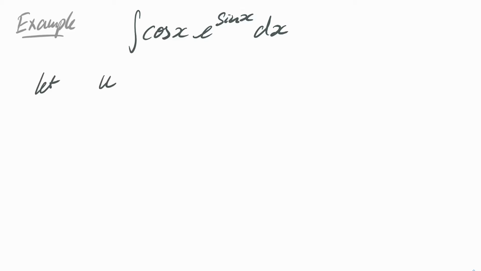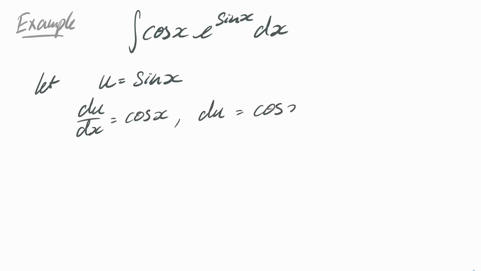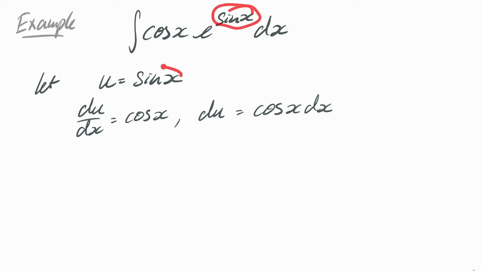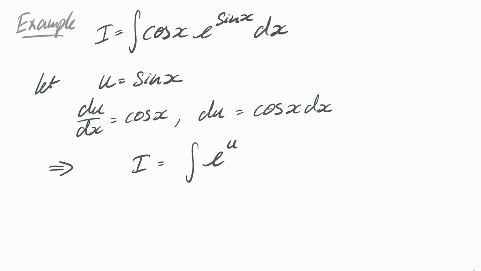Let me write u equals sine x, which implies, because du by dx is cos x, that du is cos x dx. Now, the important thing of what I've done here is when I've got cos x dx, I know that that's going to correspond to the dx in here and the cos x in here, while the sine x in the exponential is given by the variable u. So therefore, I can write the integral, we call this I for shorthand, the integral I is therefore the integral of e to the u, and the cos x dx becomes just du.